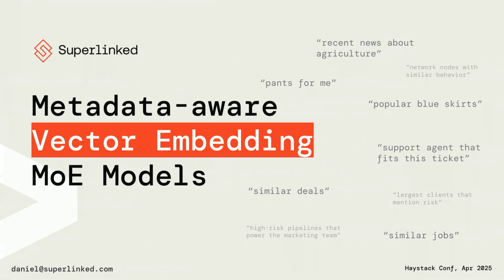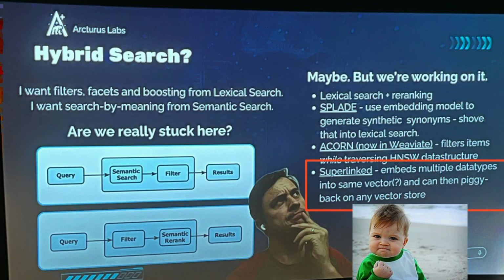Basically, the title of the talk just tells you everything. Metadata-aware vector embeddings, where the model is basically a mixture of experts. That's what we do. If you have been thinking about ways to inject other signals besides text embeddings into your vectors, then this is the way to do it. Superlinked was mentioned on one of the slides we saw previously, under the glimmers of hope, so that's good.